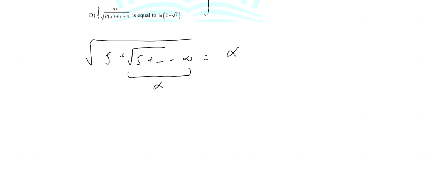Let us consider root 5 plus root 5 plus, and so on to infinity, is equal to alpha. So this value will be automatically alpha, right? So what we can write is alpha square is equal to alpha plus 5. That implies alpha is a root of this equation, right?